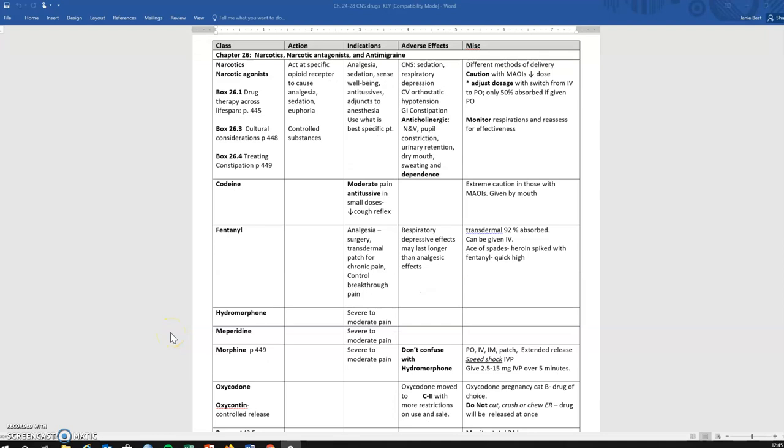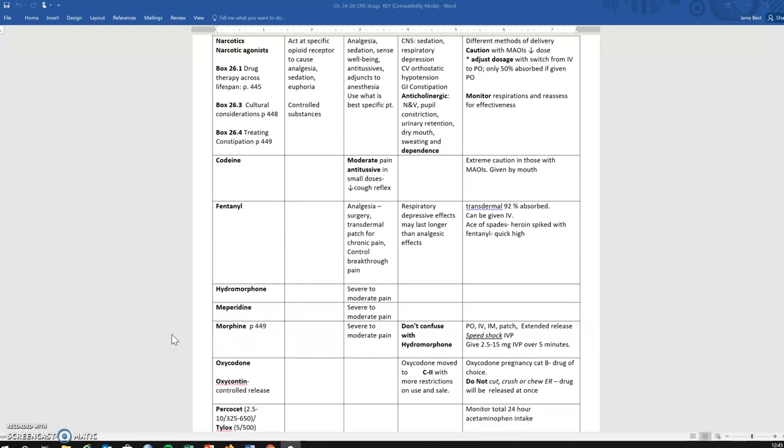The chart gives you a list of narcotics that are used, and they all will have the same side effects of sedation and respiratory depression, but they sometimes have a little bit different use. So codeine is typically given orally, and it is given typically as part of an antitussive cough syrup because of its effectiveness in decreasing the cough reflex. And for codeine you need to be very cautious if the patient is also taking an MAO inhibitor.